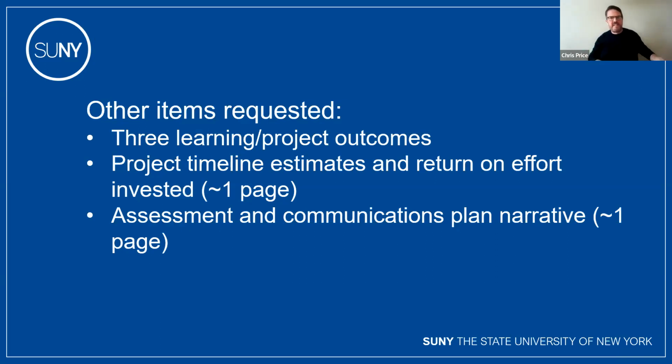Other items in this section, as I mentioned before, we want you to have 3 learning outcomes, project outcomes, expected outcomes for the project. You'll have to upload a timeline, what the project's going to look like and what kind of return on effort invested you'll get. And then last, there's the assessment and communication plan narrative. Both those last 2 things are only about a page. Again, we're not asking for that much because we want reviewers to be able to do it in a timely fashion. So you'll have to really be concise and very economical in how you do these things.